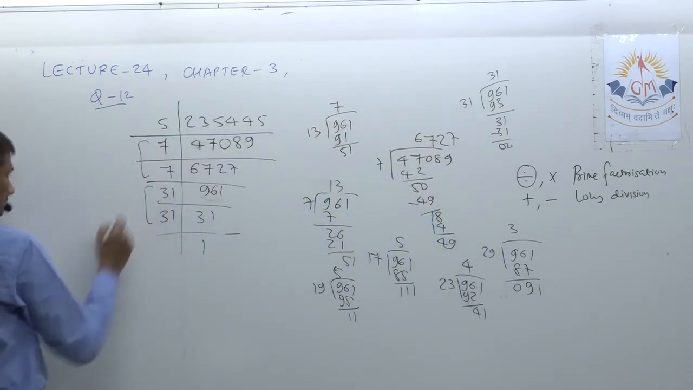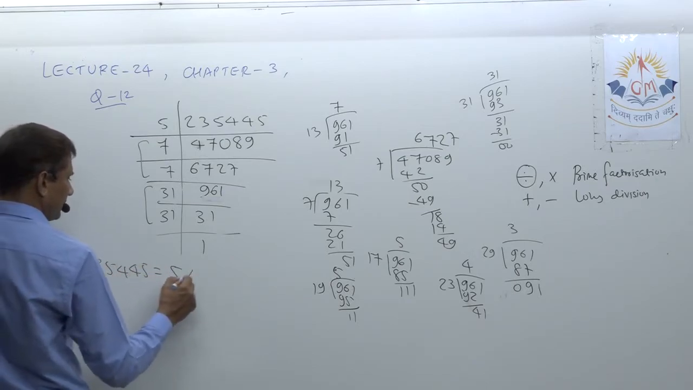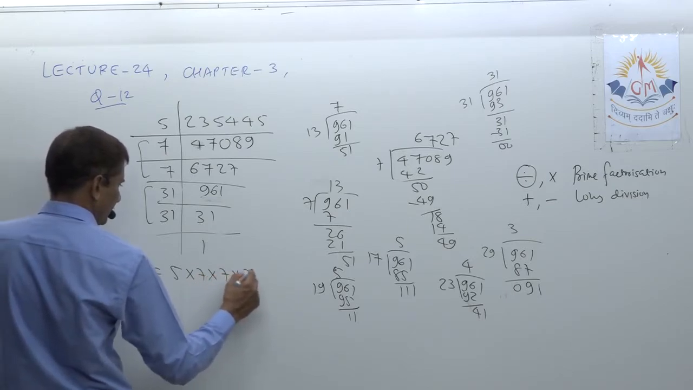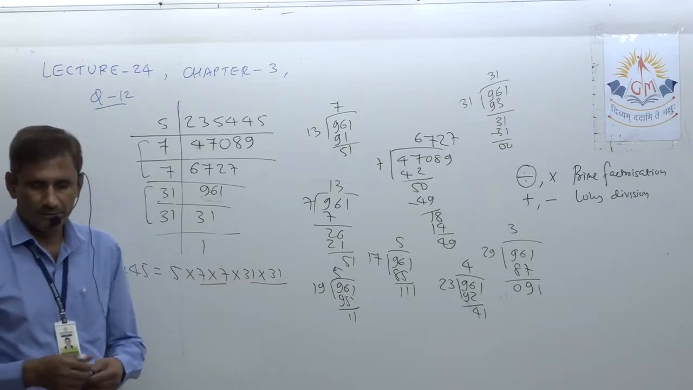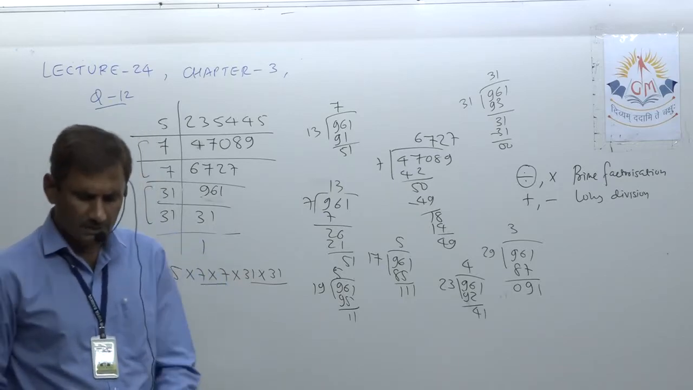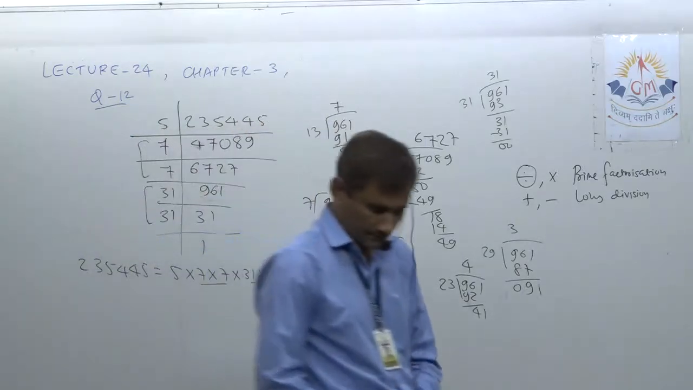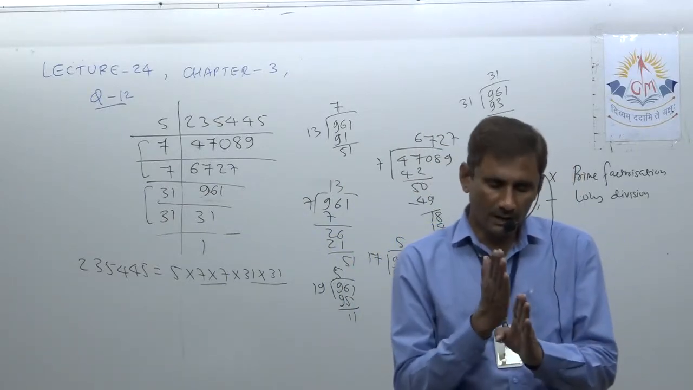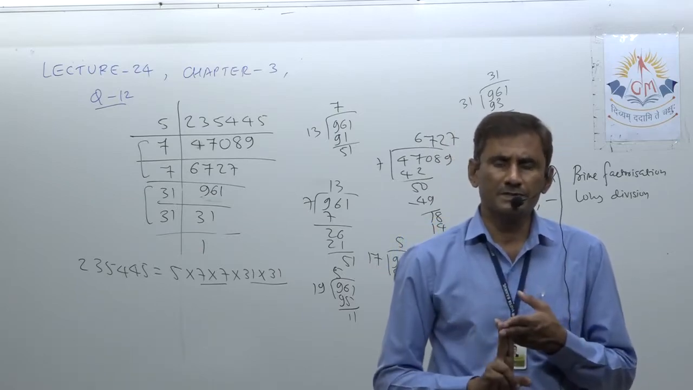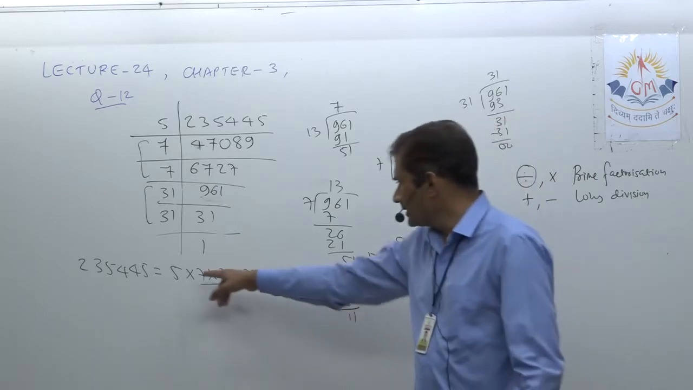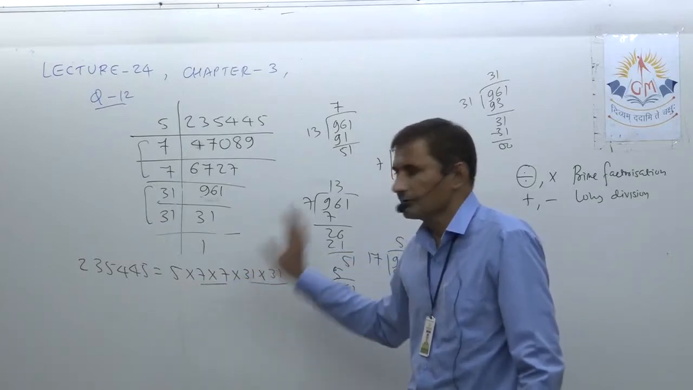So now write down 2, 3, 5, 4, 4, 5 equal to 5 into 7 into 7 into 31 into 31. Okay, you can see here 5 is not paired. So either you can divide the number by 5 so that 5 will go, otherwise you can multiply by 5 also. Either you remove it, otherwise you get one extra number. So here two possibilities are there: either you multiply the given number by 5, otherwise divide by 5 so that a pair will be there.